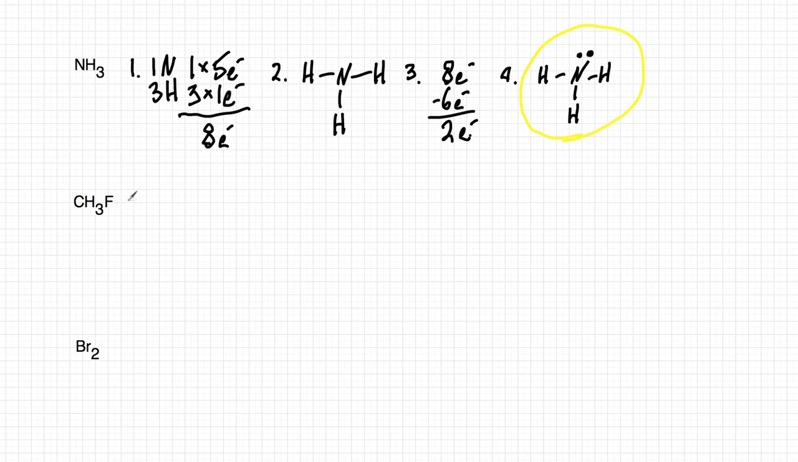It's got a few more electrons. And we start with step 1, and let's go ahead and tally up all the electrons we have. We've got 1 carbon, we have 3 hydrogens, and we've got 1 fluorine. And carbon has a total of 4 electrons, and hydrogen has a total of 1 electron, and fluorine has a total of 7 electrons. So if we add all those up, what we should get is 14 electrons.